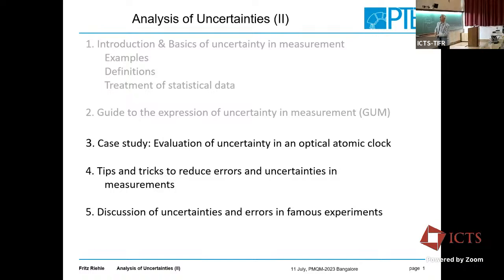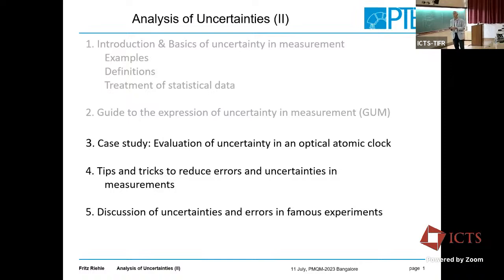Yesterday, we talked about the introduction and basics of uncertainty in measurement. It was a more formal talk. I also introduced the Guide to the Expression of Uncertainty in Measurement, the GUM. And today we will make a case study, evaluation of uncertainties in optical atomic clocks.